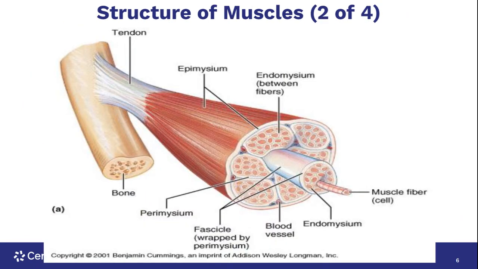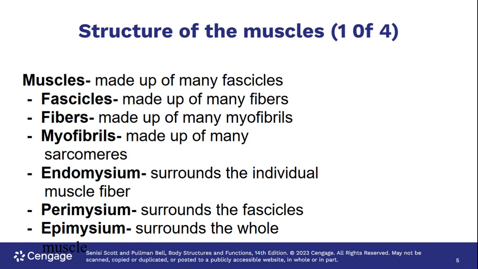Okay, so we're going to talk about the structure of the muscles. We're going to go from big to small. Muscles are made up of fascicles, and fascicles are made up of fibers. Fibers are made up of myofibrils, and myofibrils are made up of many sarcomeres. So if we go little to big, you have these little sarcomeres, and they join together in a chain, and they form the myofibril. The myofibrils are considered organelles of muscle fibers.